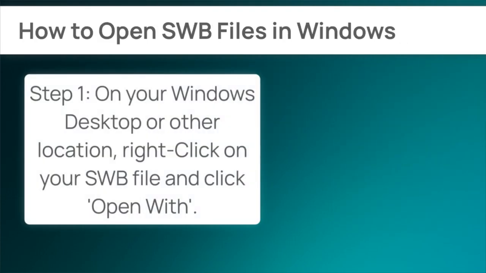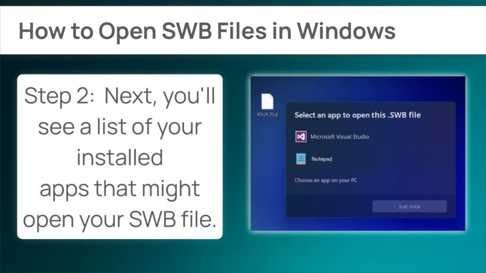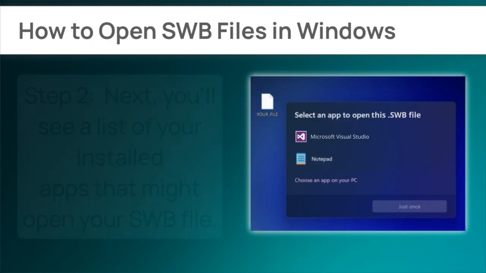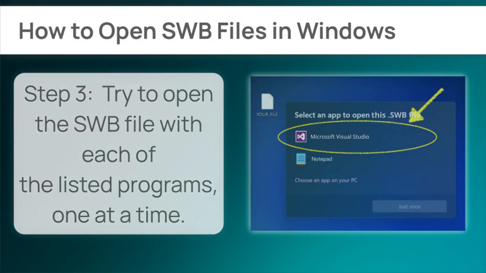We are testing every installed program for file recognition. Right-click your SWB file and choose Open With. Test Microsoft Visual Studio first. If it fails, select another application. The right reader is in that list.